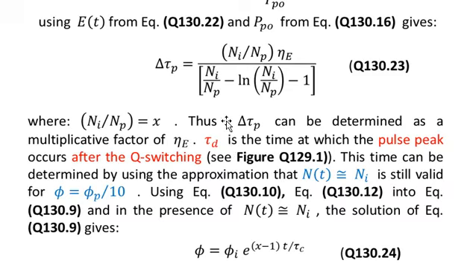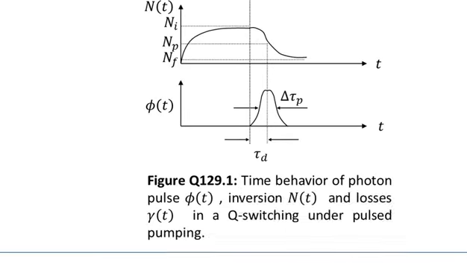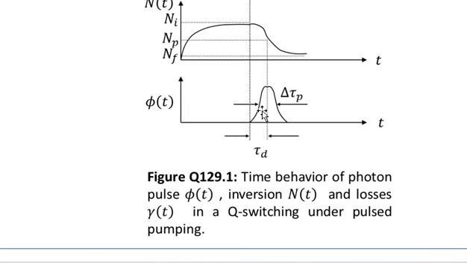Now what is tau d? Tau d is the time at which the pulse peak occurs after Q switching. So let me show you tau d in the diagram. So this is tau d, you see. So this is the time at which the pulse peak occurs after the Q switching process is set in the on state. So now the parameter tau d is to be determined.